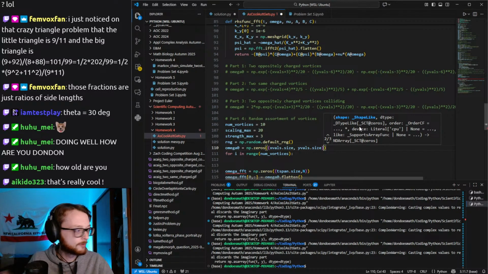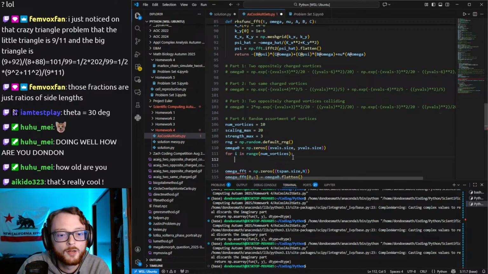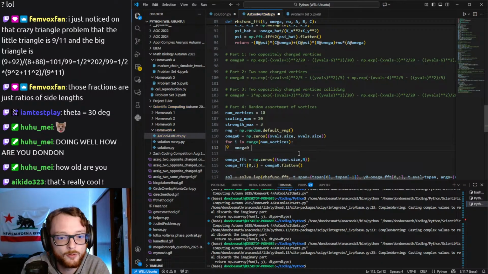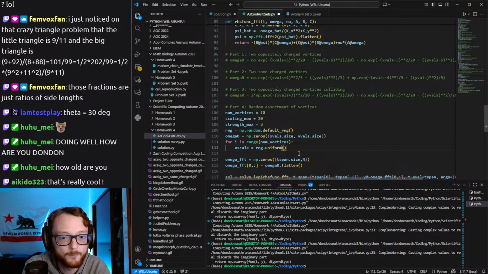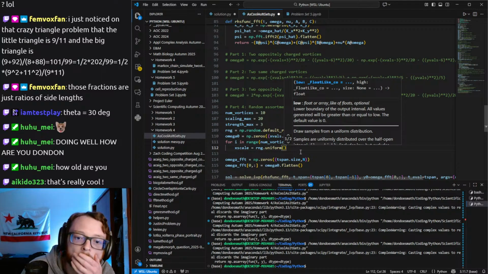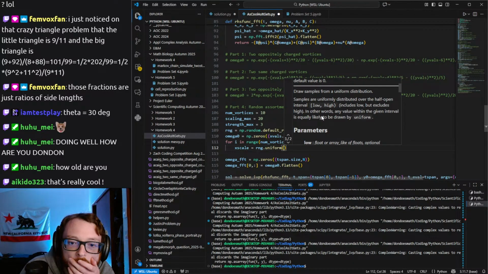I keep knocking my pen or my stylus over. Okay, for i in range num vortices, omega 0 plus equal. Oh wait, no, we need to get some numbers first. X scale equals RNG dot uniform. And how does uniform work again? Okay.